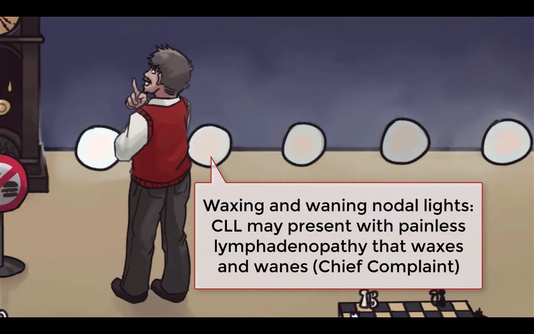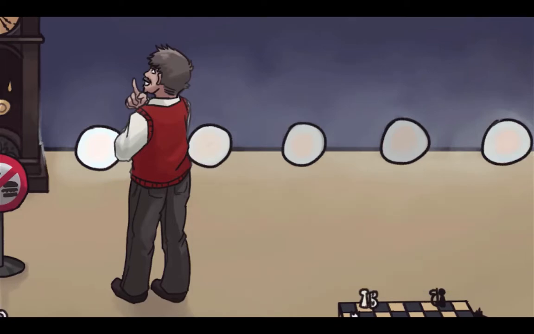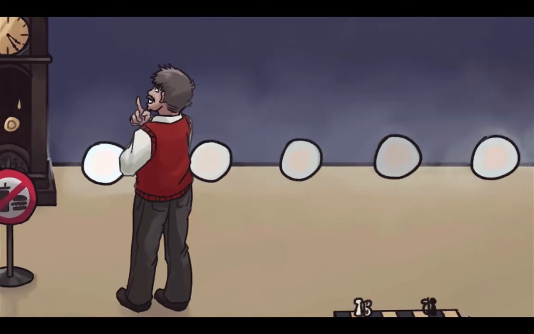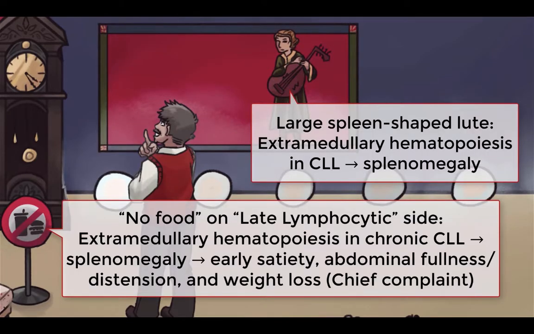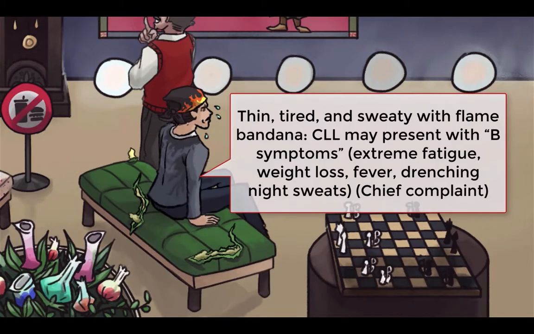They may describe that the lymph nodes get bigger or smaller but don't go away entirely. This waxing and waning characteristic is depicted in these dimmable light nodes. As with CML, CLL can present with symptoms related to splenomegaly, including early satiety, abdominal fullness, and anorexia leading to weight loss. 5 to 10% of CLL patients present with the typical B symptoms of lymphoma, including extreme fatigue, weight loss, fevers, and drenching night sweats.